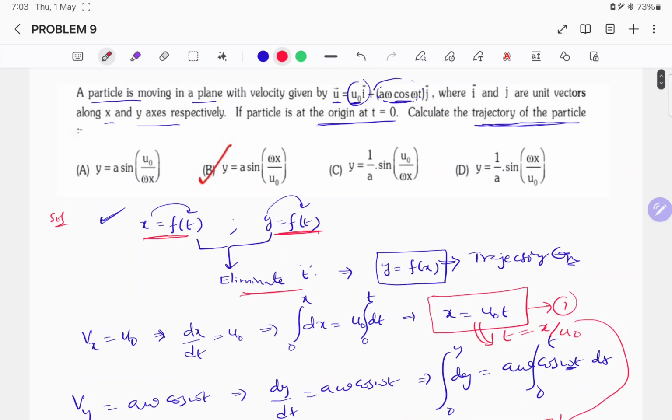Hope you understood the procedure, how one can get the trajectory equation of any particle moving in a given plane.